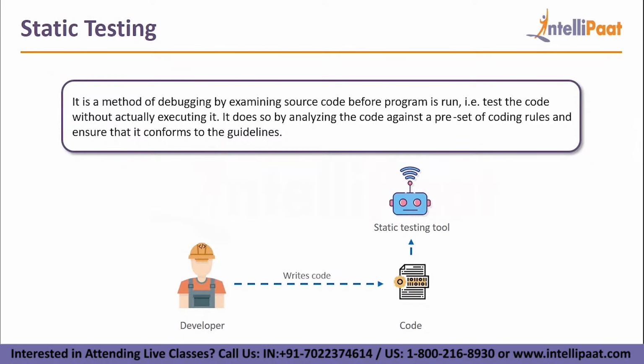What happens is that the developer writes the code, and while he is writing the code, a static testing tool reads through the code and analyzes it. And after it's done analyzing it, if an error is found, it informs the developer about it, so that the developer can fix it right there and then.